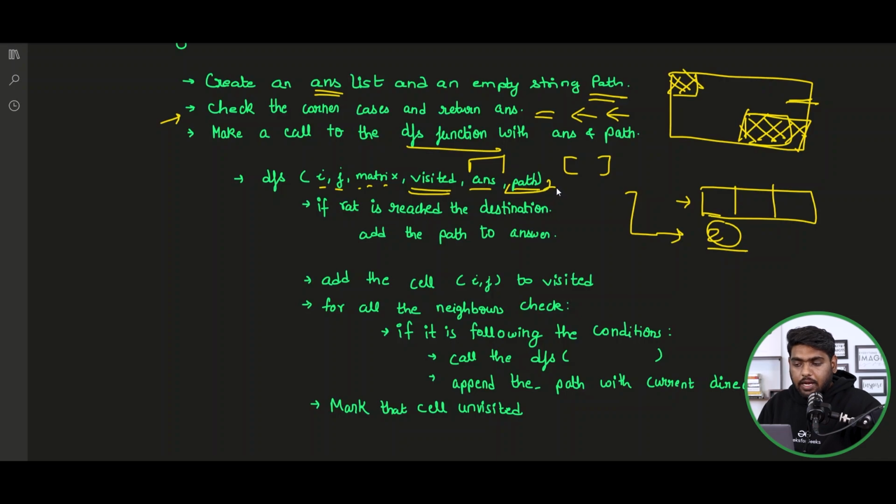And once that path is made, as you can see in this base condition, it says if the rat has reached the destination, then what are we going to do? Whatever the current path is calculated till now, that means it is one of the iterations of the recursion. If that is a possible path, that means the rat has reached the destination. What we will do is add that path to the answer, to the ans list, okay?